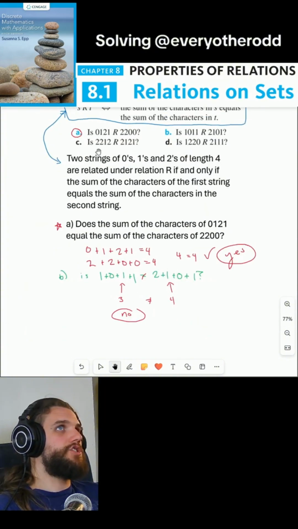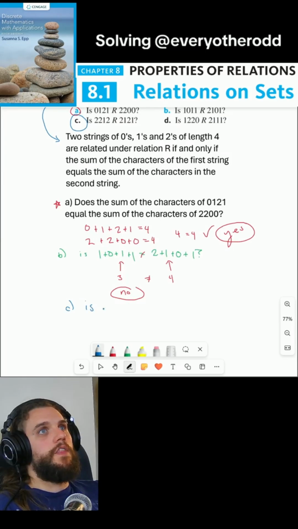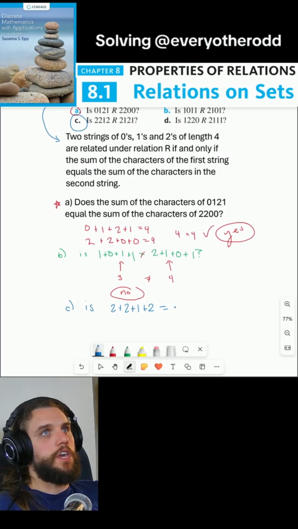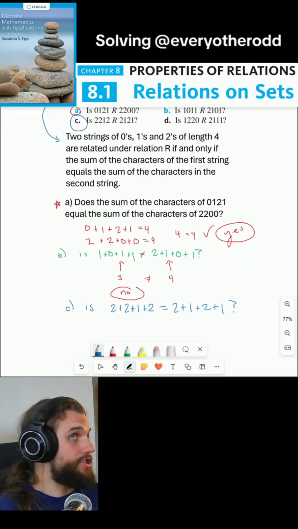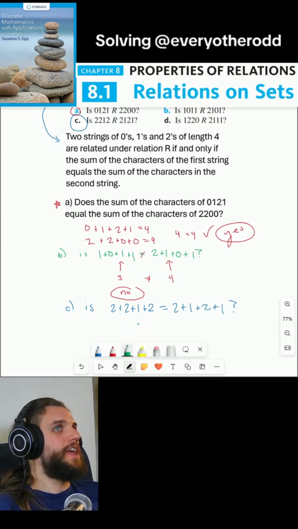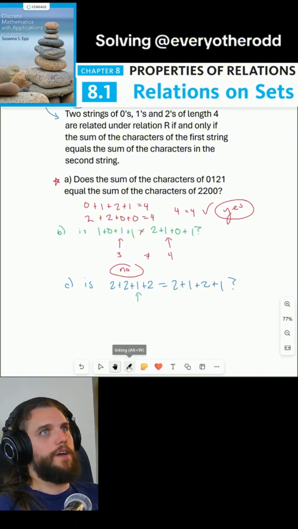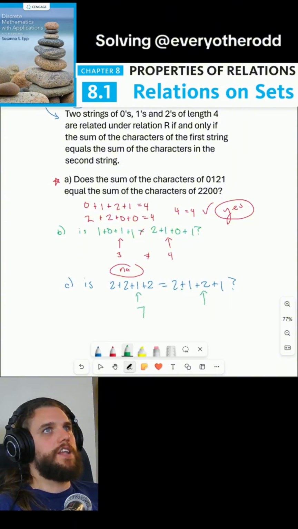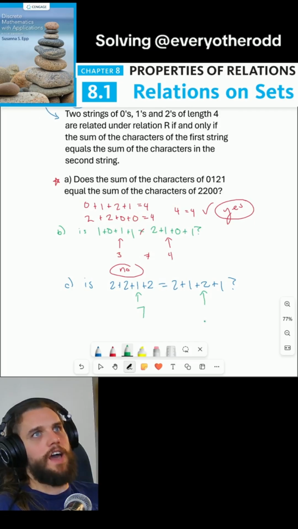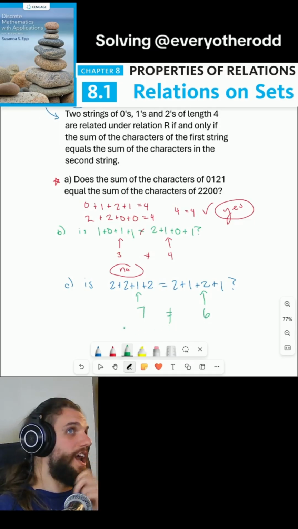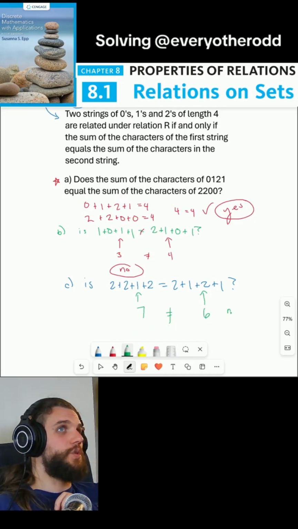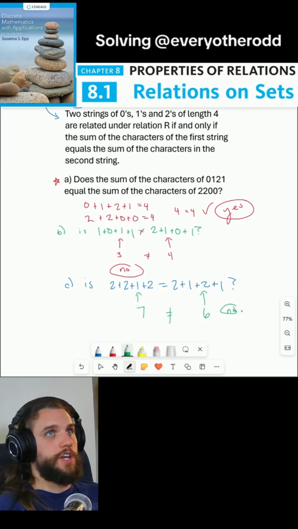Okay, is 2212 related to 2121? That's really asking the question, is 2 plus 2 plus 1 plus 2 equal to 2 plus 1 plus 2 plus 1? That's the question. Now, the left-hand side of this equation is 2 plus 2 is 4, plus 1 is 5, plus 2 is 7. And the right-hand side is 2 plus 1 is 3, plus 2 is 5, plus 1 is 6, which are not equal to each other. And so the answer to this question is also no. These two strings are not related.